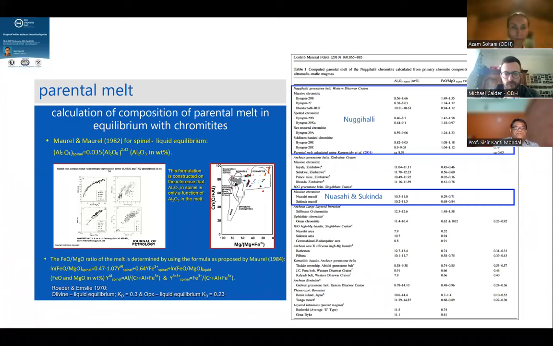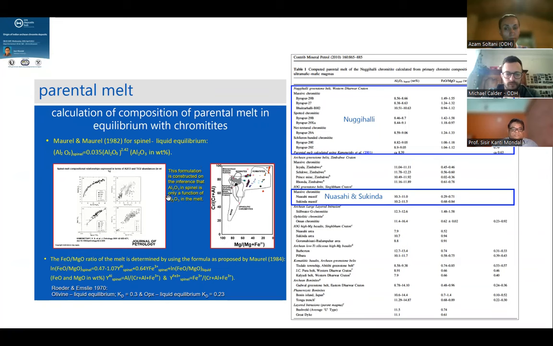So using different experimental relations, like those proposed by Maurel and Maurel, the formulation is constructed on the inference that Al2O3 in the melt, so we can use this equation. Then there are other relations, like to determine the FeO/MgO ratio. So the FeO/MgO ratio of the magma from the primary composition of the chromite.